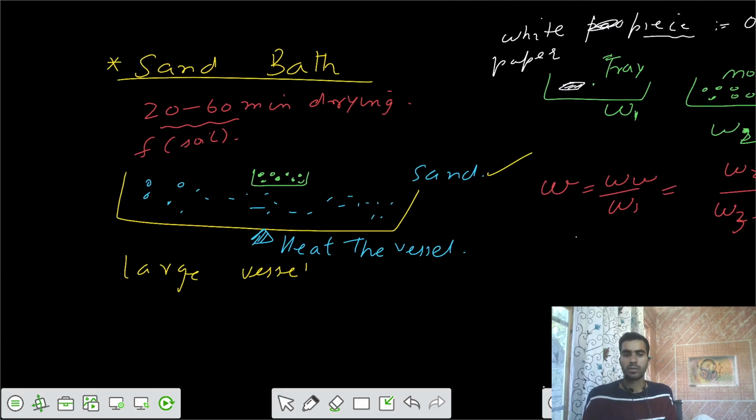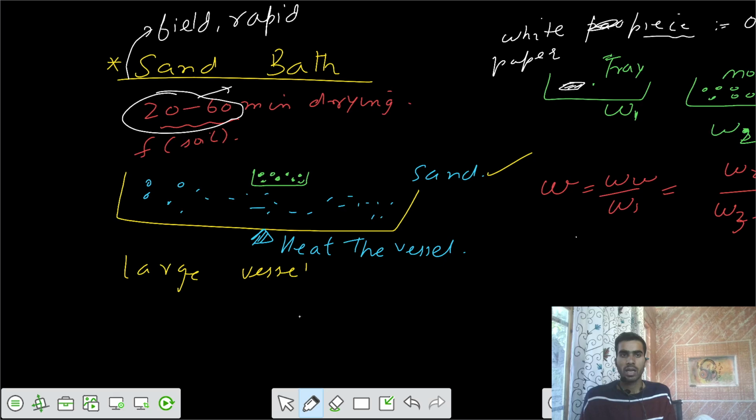We say that this is a field method. You can apply it in the field, and this is very rapid because it's only taking some 20 to 60 minutes. But the calculations are not accurate, I would say. It's rapid, it's quick, but it does not give an accurate value.